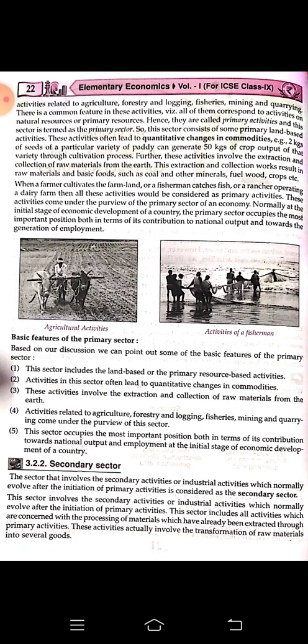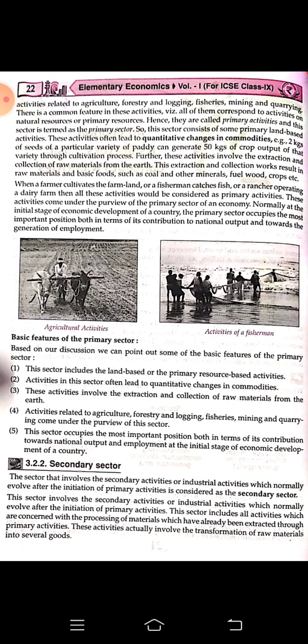So basically what are the features here? First of all, this sector includes land based or primary resource based activities. The activities like agriculture or taking out the minerals and taking the natural resources. When the activities involve using the natural resources, these are the primary sector. Next feature is this sector is leading to quantitative changes. The quantity of the products is increasing or decreasing, so it is changing the quantity.